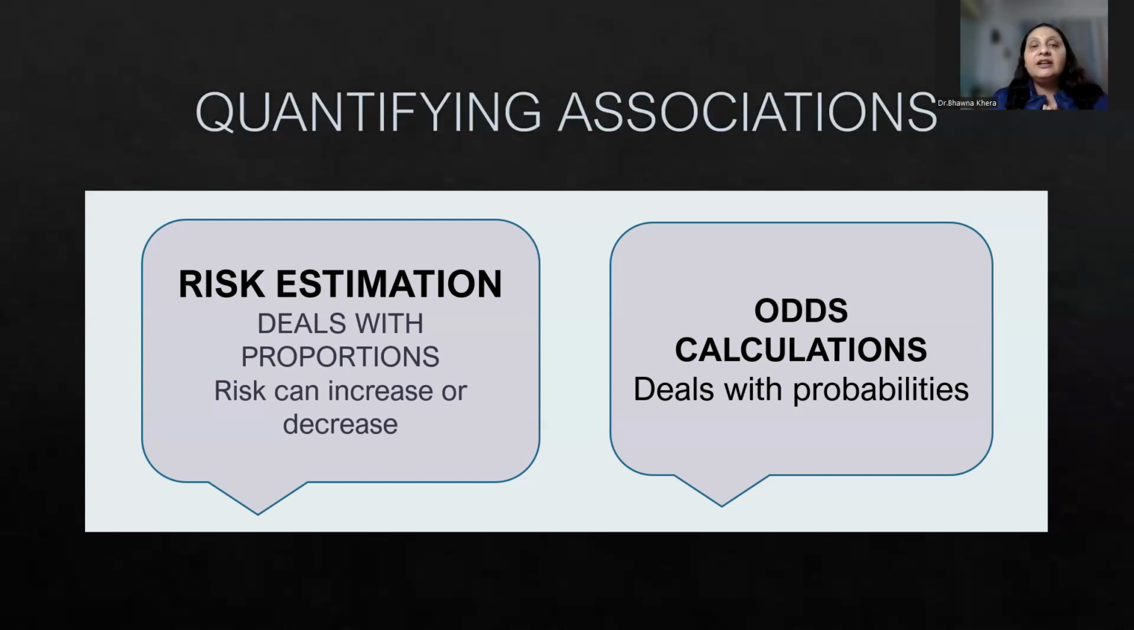So this is certainly a risk: a person is exposed to something and then can have some particular outcome or not. What is the proportion, how many times can a person have that risk, or how many times can that factor be a risk reduction factor? That deals with risk estimation.